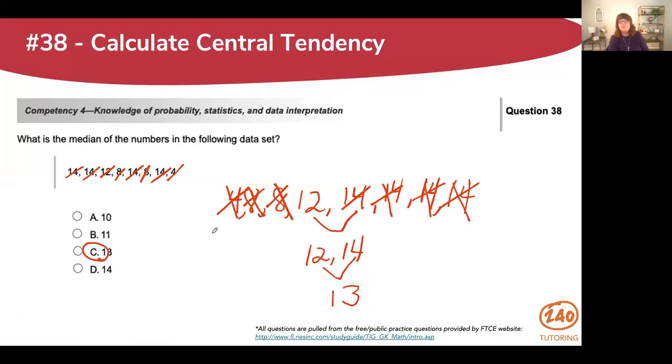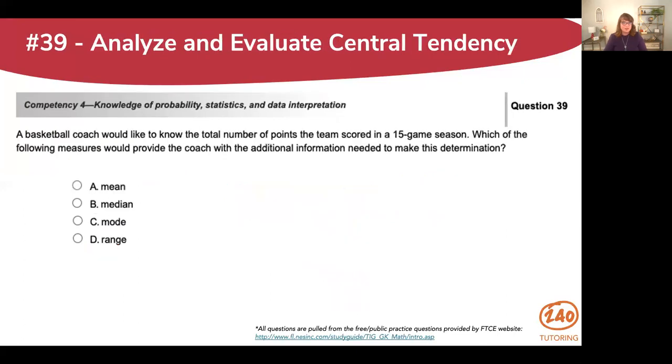So you didn't even have to find the actual average of those two numbers, or the mean. So the median is looking for the number in the middle when put in order from least to greatest or greatest to least, okay? So remember that strategy as you make your list, cross them out so you don't forget one. Okie dokie. We're gonna move on to the next question.